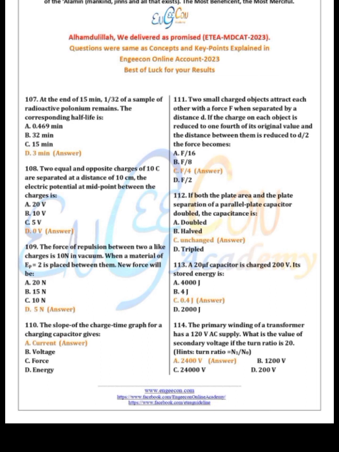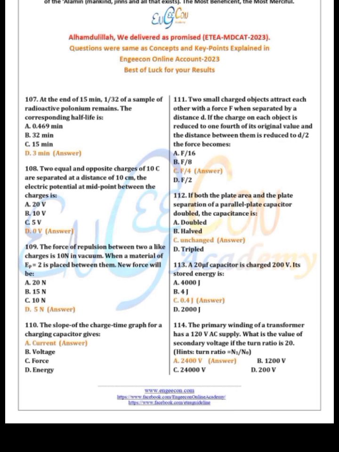108. Two equal and opposite charges of 10 coulomb are separated at a distance of 10 cm. The electric potential at the midpoint between the charges is what? Correct option is 0. 109. The force of repulsion between two alike charges is 10 Newton in vacuum. When a material of epsilon equal to 2 is placed between them, the new force will be what?